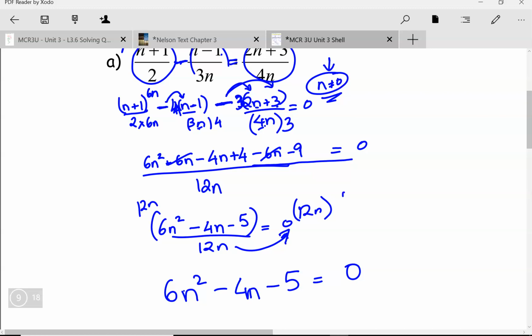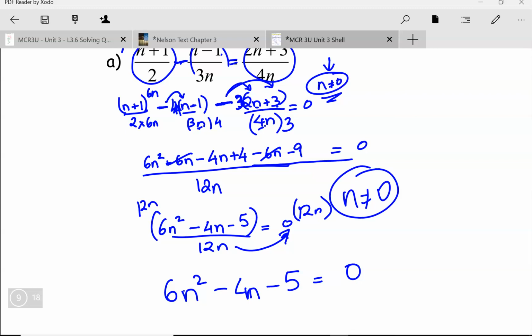So it's important to state restrictions here, because after here, your restrictions are going to disappear and you're not going to have another chance to state them. And it's important to state them. So therefore we will state that there.